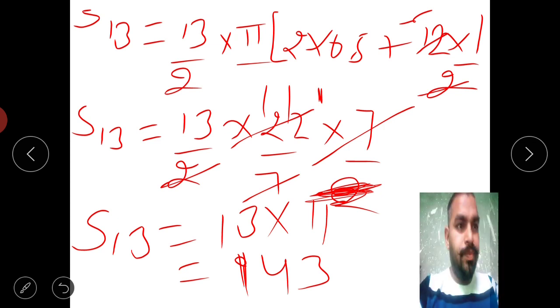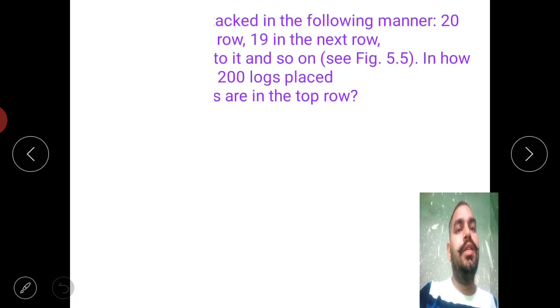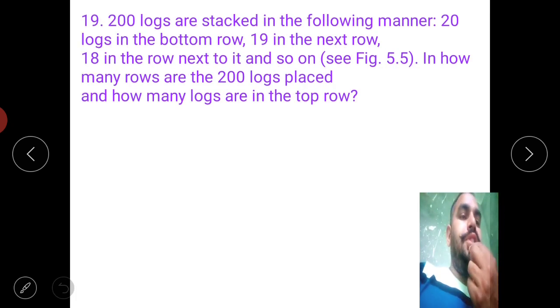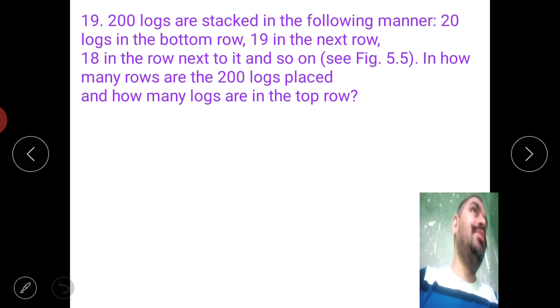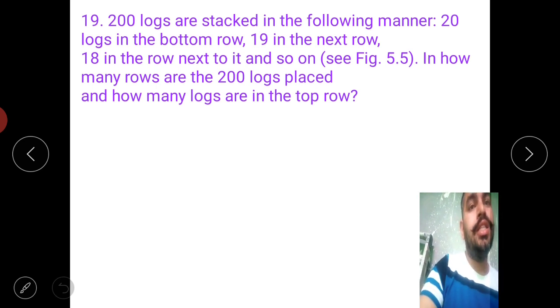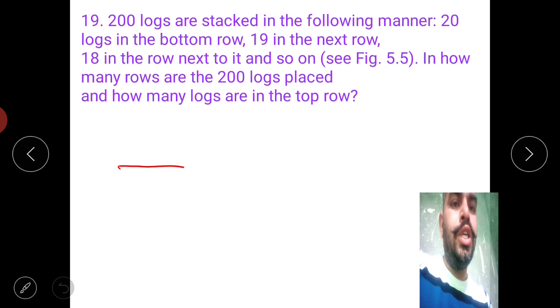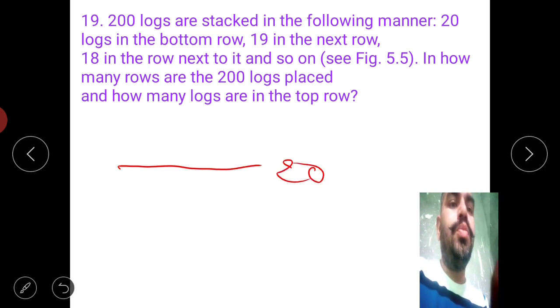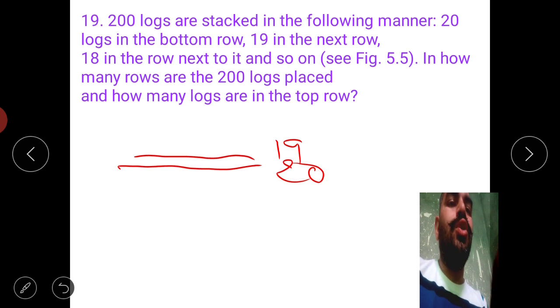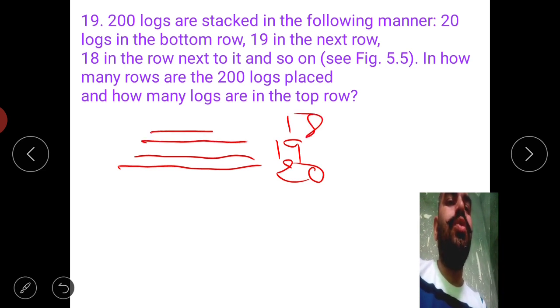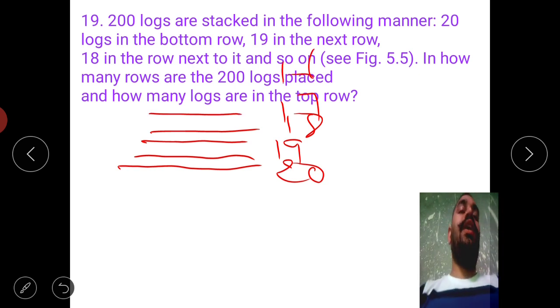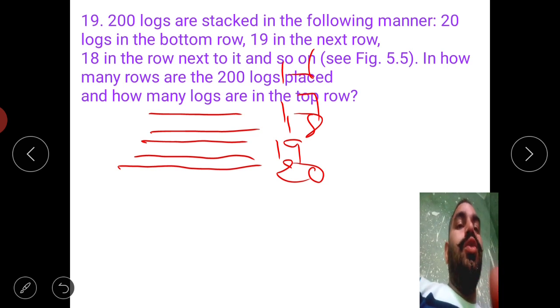So this is the next question, and move further. The 19th question is also a very important question. Some 200 logs are stacked, मतलब कुछ लकड़ी के गट्ठे हैं या लकड़ी का टुकड़ा कह सकते हैं, हमने उसको अरेंज करना है. अरेंज हमने किस तरह से करना है, तो ये कहता है कि सबसे नीचे वाली जो रो बनेगी उसमें 20 लॉग आएंगे, उससे ऊपर जो बनेगी उसमें 19 आएंगे, उससे ऊपर 18 आएंगे, उससे ऊपर 17 आएंगे, उससे ऊपर 16 आएंगे.